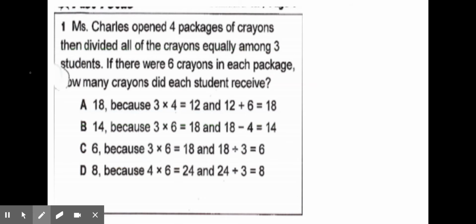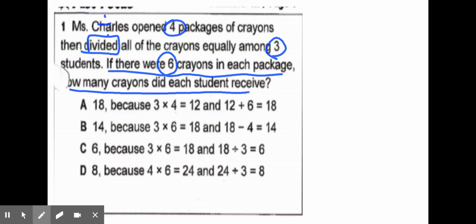It says Miss Charles opened four packages of crayons, then divided. So we got a clue here. We are going to divide the crayons equally among three students. If there are six crayons in each package, how many crayons did each student get? Well, I see this each next to a number. I know to times. So I know I'm going to times and I'm going to divide. So first, let's go do the timesing because usually you can't divide until you get your total, and that's where we need to multiply. I'm going to just kind of go over here and put divide by 3 because I know that's my last step.